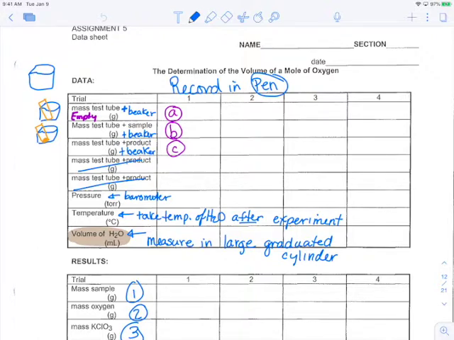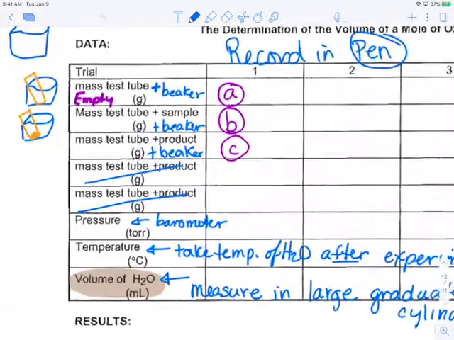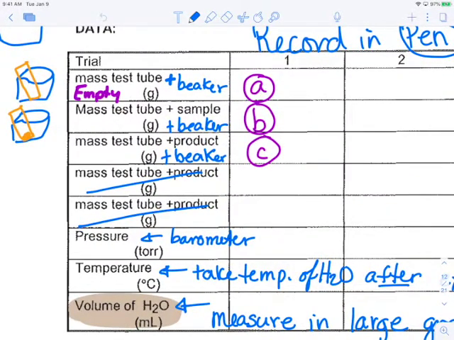Okay, so what I've done, and again, these will all be posted up. I have labeled A, B, and C, your first 3 measurements here. A is mass of test tube plus beaker, and B is mass of test tube, sample, and beaker, but it will have compound in it. And then C is mass of test tube plus product and beaker. So essentially A is empty, B has the original compound, and then C has your final product after heating.